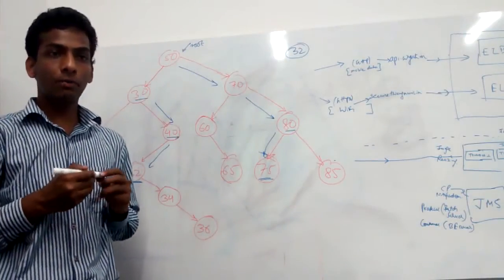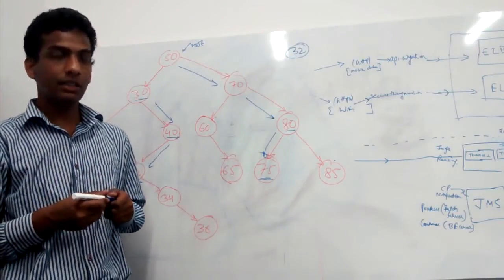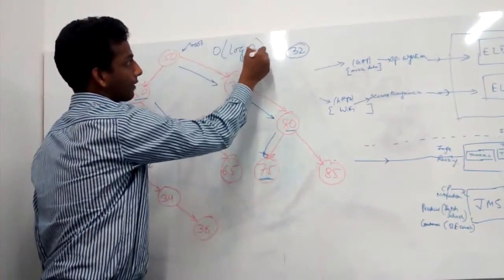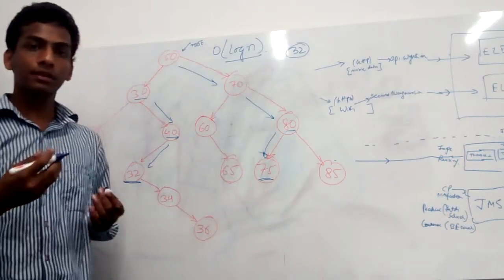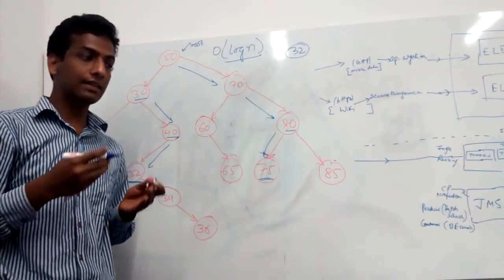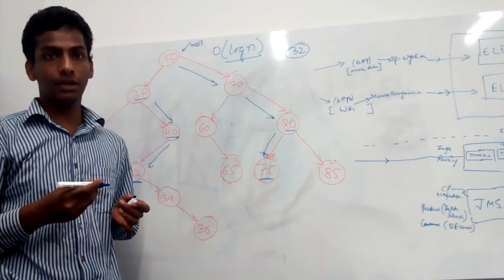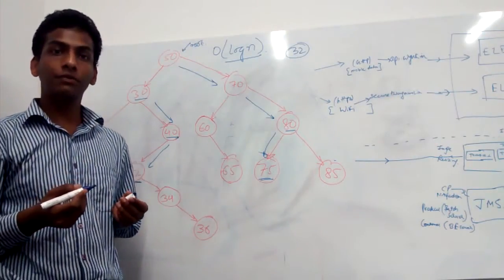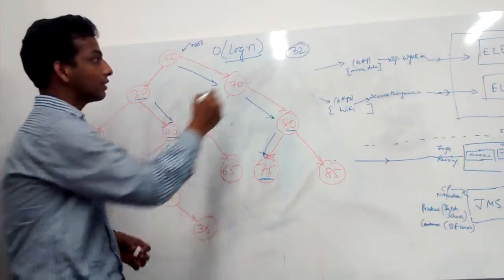The search complexity for a binary search tree is order log n. Please note that this is only an average search complexity. The worst case complexity for a binary search tree is order n.